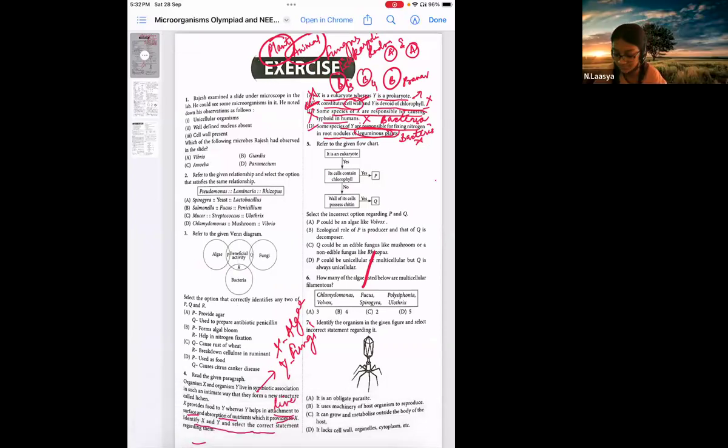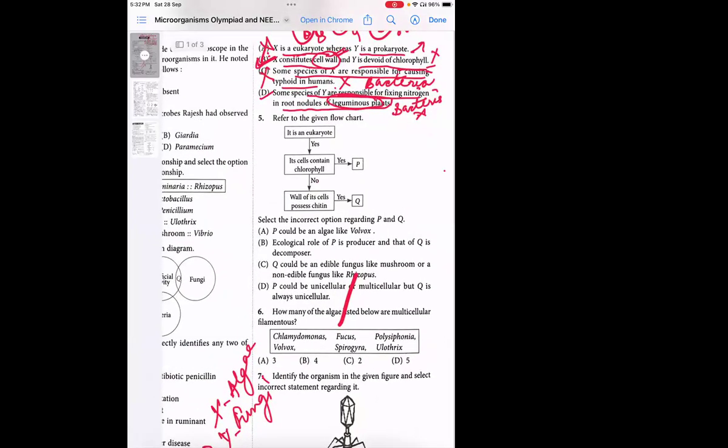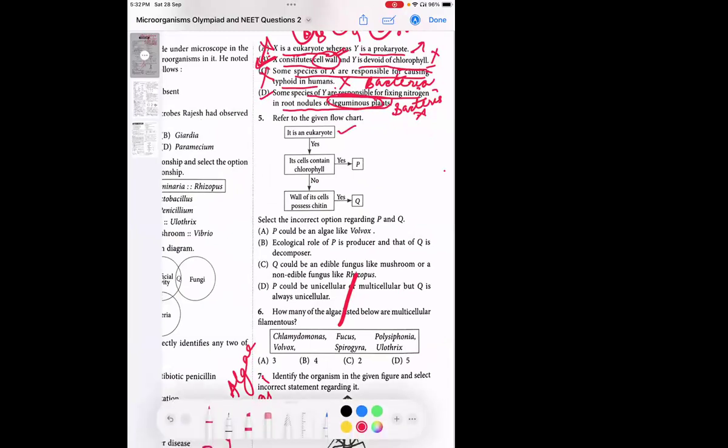Yes, ma'am. Okay, going to the question number 5, refer to the given flow chart. Is it a eukaryote? Yes. Find the organism, whatever they are talking about. It is a eukaryote. And does it contain the chlorophyll? Which is again no. Actually, see, in this statement, the center statement has two conditions. It can have, it cannot have. If it has the chlorophyll, then it should be the P. And if it does not have the chlorophyll, then one more point they have given, that they should have the chitin. Chitin is basically the cell wall of the fungus.